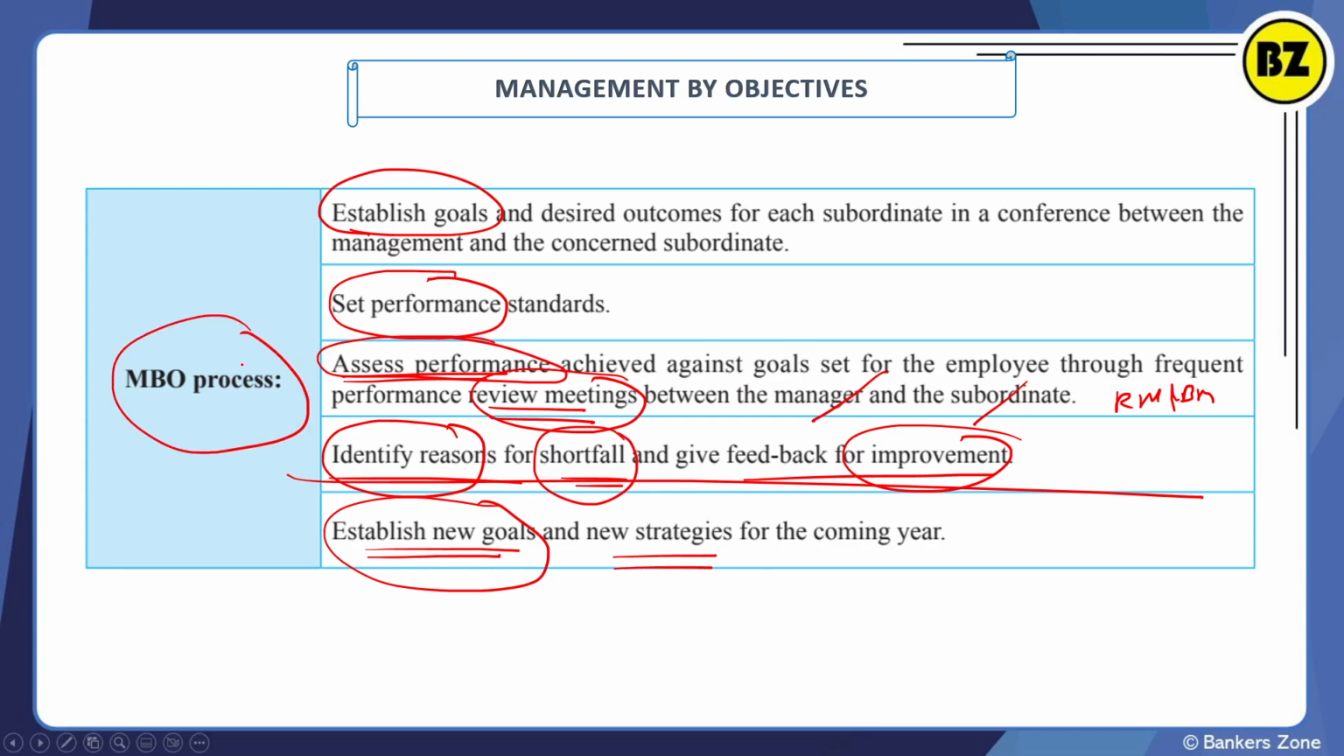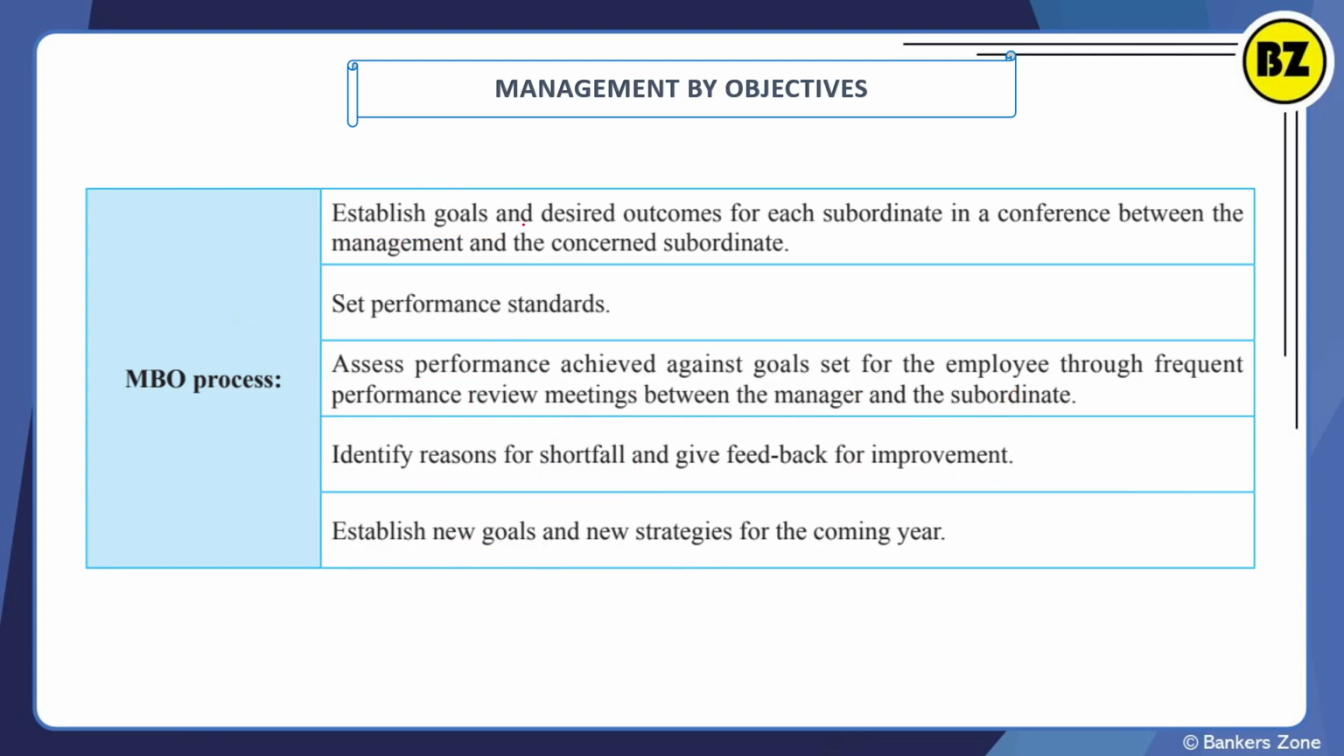You just correlate it with banking, and you will get the MBO process. Very easy, very simple. I will recall it. Simply establish the goal, set the standards, assess the performance through meetings, and identify the reason for the shortfall, give the feedback, and establish the new goal based on the feedback. This is simply the MBO process.